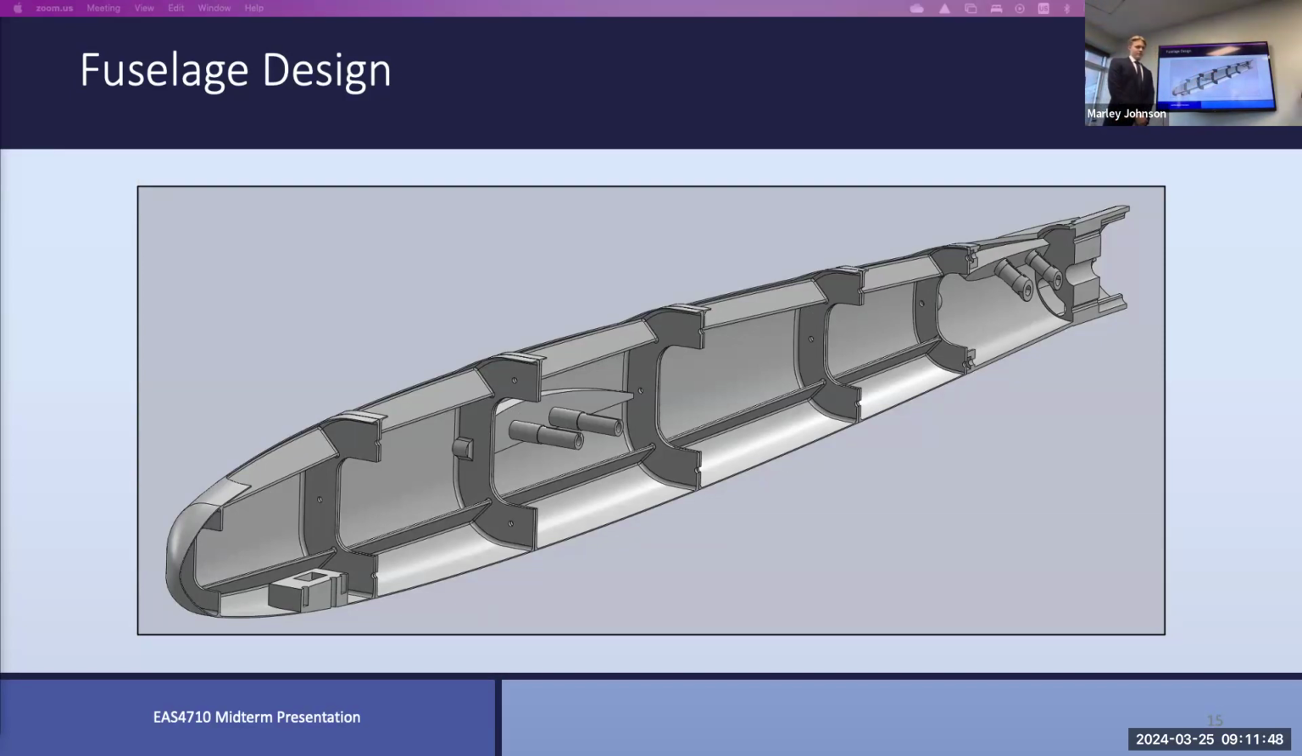Oh, okay. To make it modular as well. That way, if we needed to change this profile, we wouldn't have to worry about interfering with this. So you've got some ability to react moment through that connection as well. The spars are going to be doing most of the heavy lifting. Yeah, depending on it. Okay.